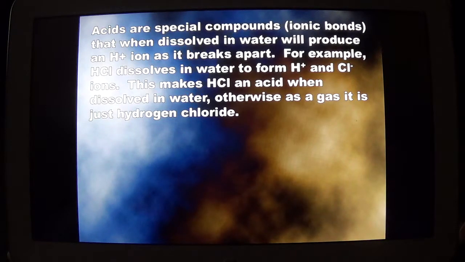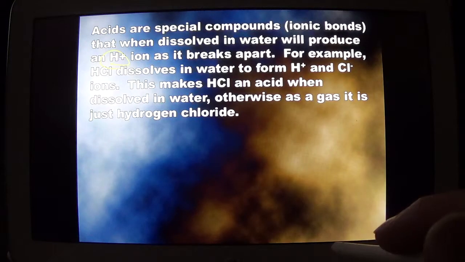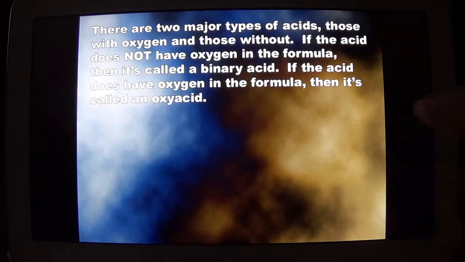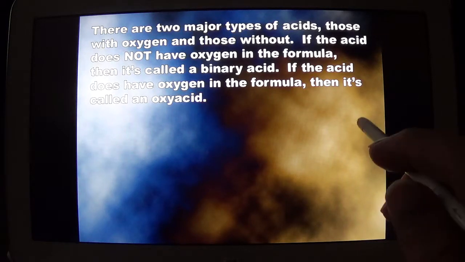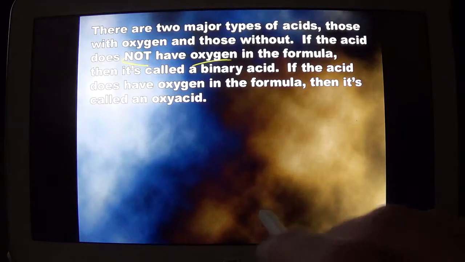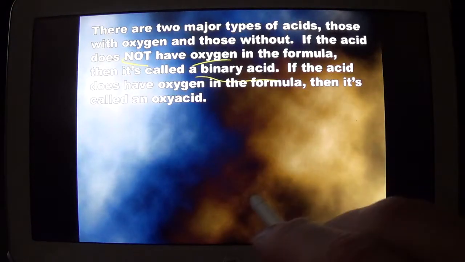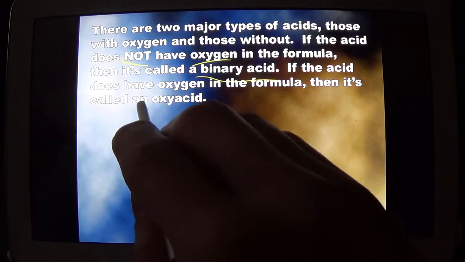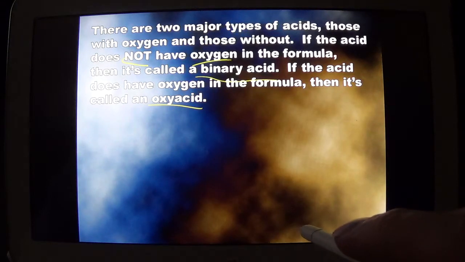Acids are special compounds. They do have ionic bonds, but when they dissolve in water, they break apart into hydrogen ion, H+, and that's what makes an acid an acid. So it does technically have to be dissolved in water to be an acid in the first place. We have two types of acids. We have acids that do not have oxygen in the formula. We call that a binary acid. And we do have acids that do have oxygen in the formula, and go figure, we call that an oxyacid.